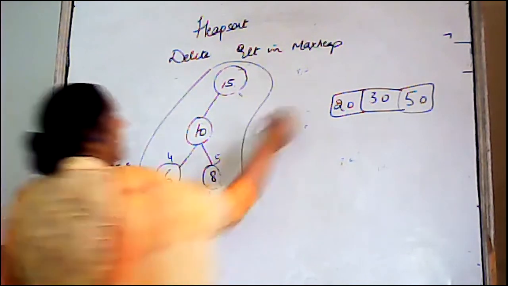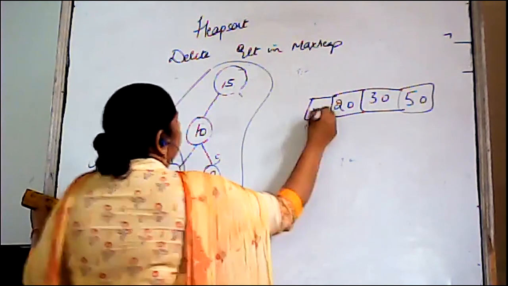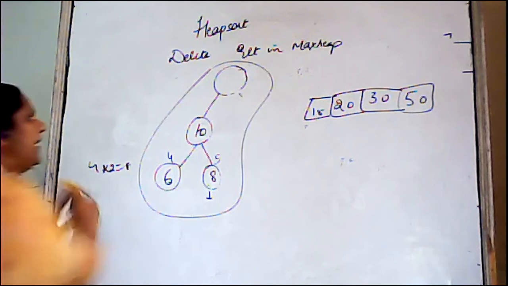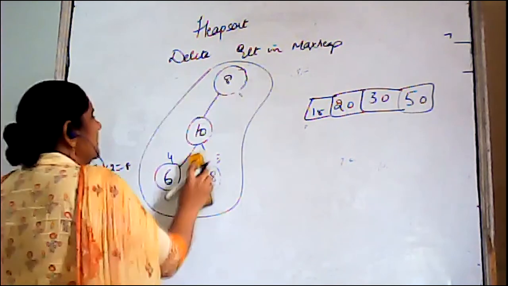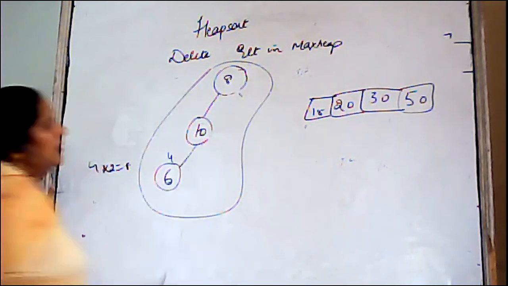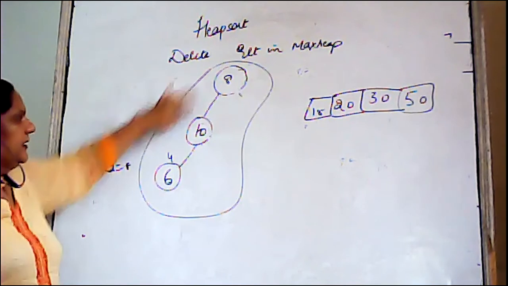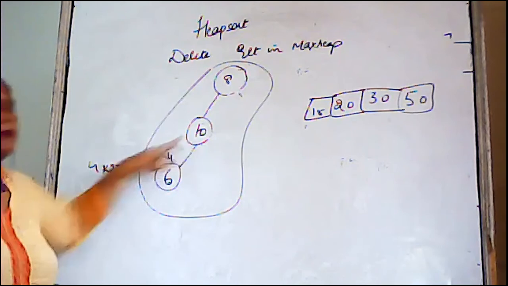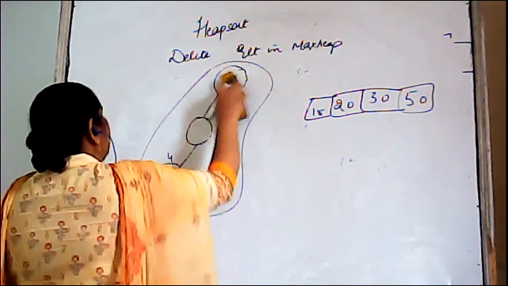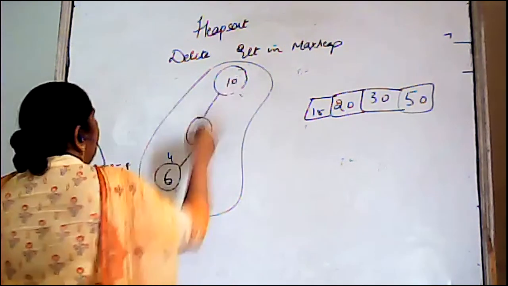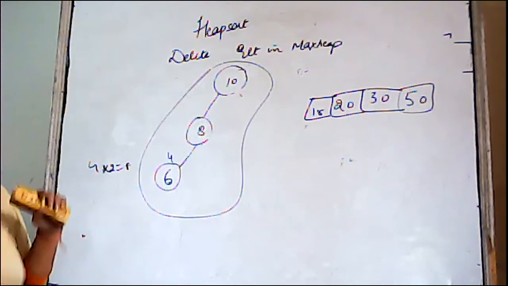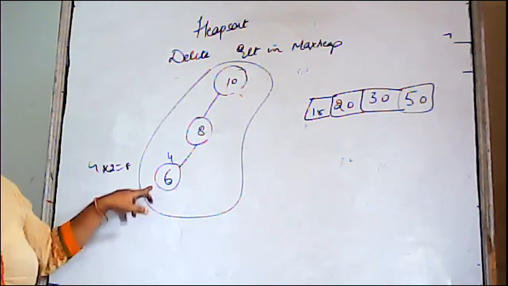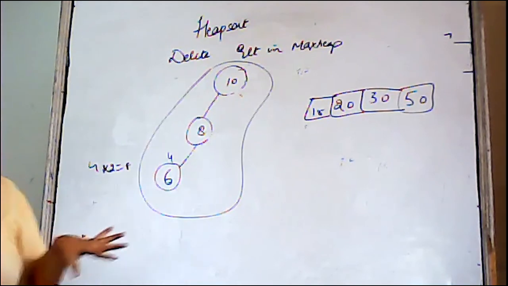Then 15 will come out, and it will be replaced by 8. Come here. Now you see 8, 10 and 6. 8 is smaller than 10, so it is violating the max heap property. So swap this number with this. 10 will come here and 8 will go down. Now you see 10's left child is 8, and 8's left child is 6, and they are all satisfying the heap property.